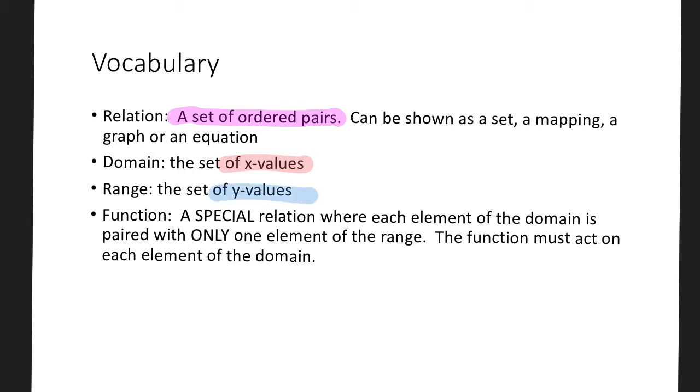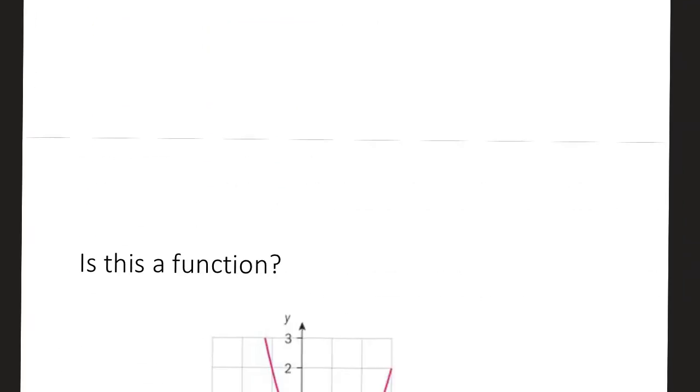A function is just a special relation. It's special because every element of the domain is paired with only one element of the range. You may have to keep referring back to this. And then there's also this part, which kind of gets overlooked. The function must act on every element of the domain, meaning you can't have some x value that is not paired up with any y value at all.